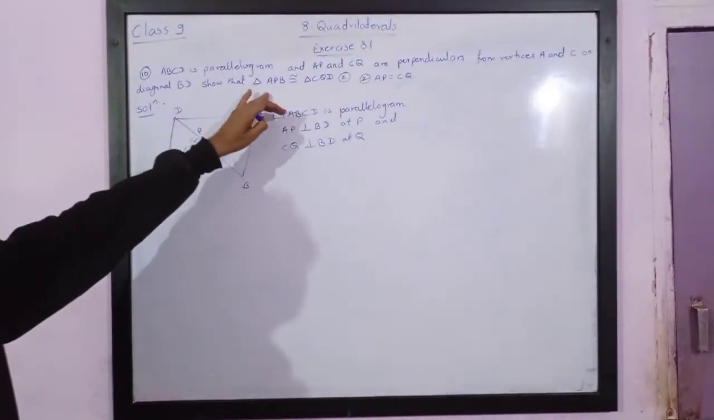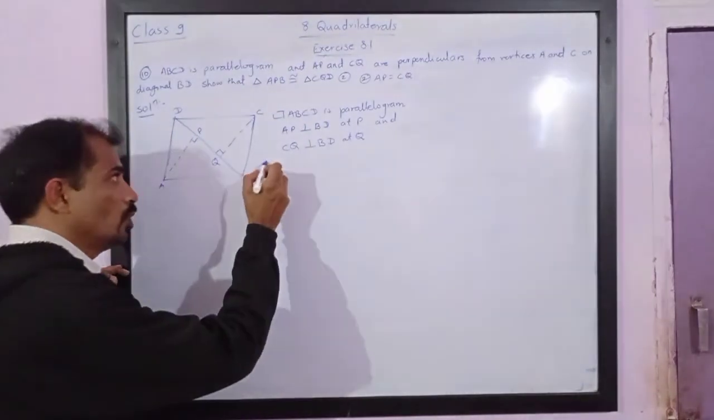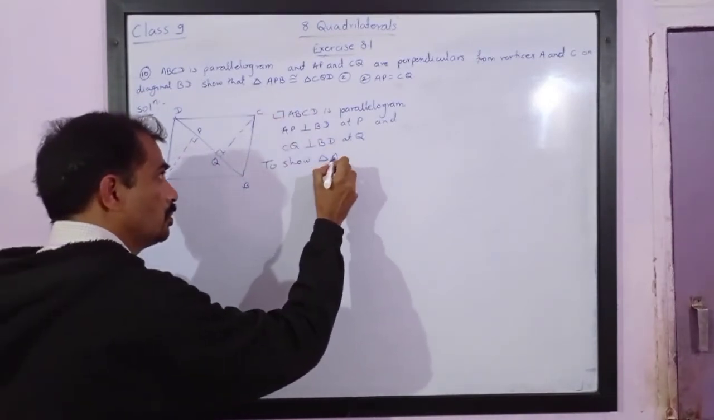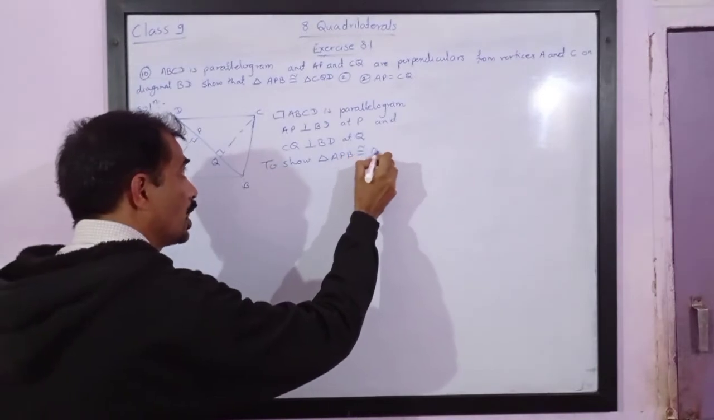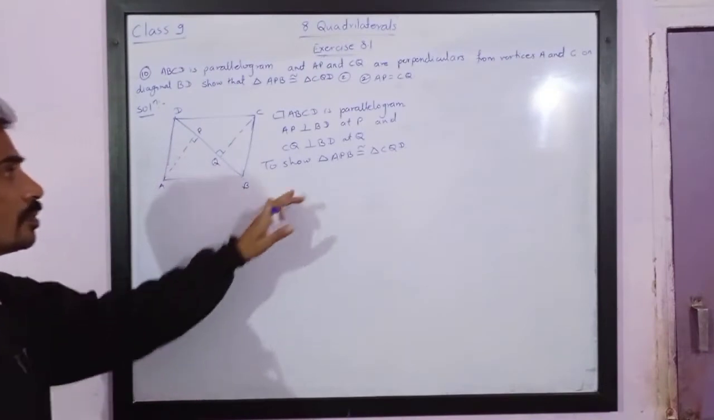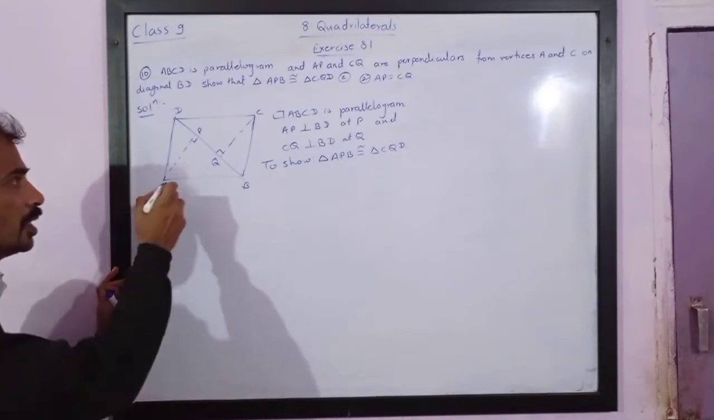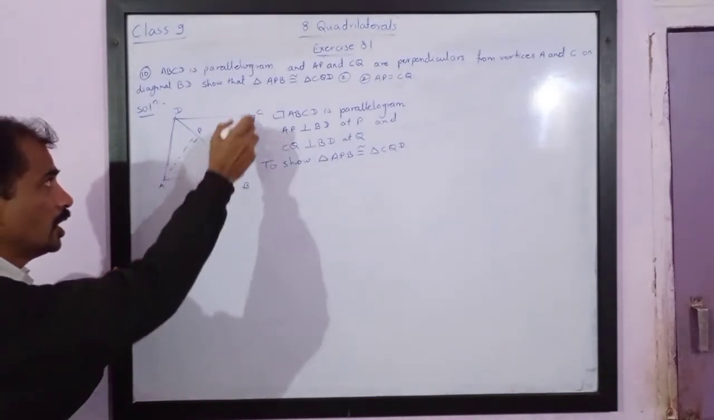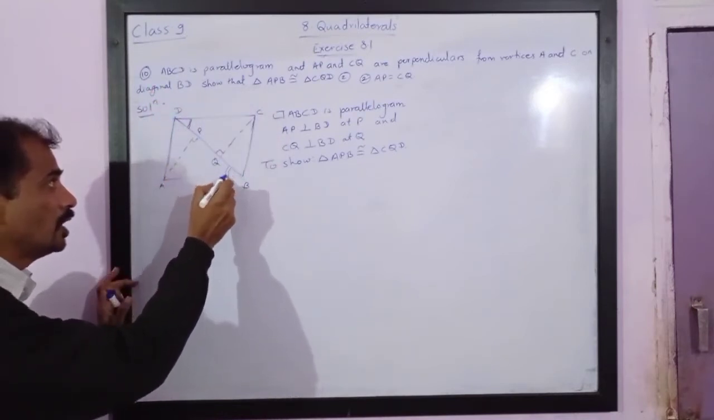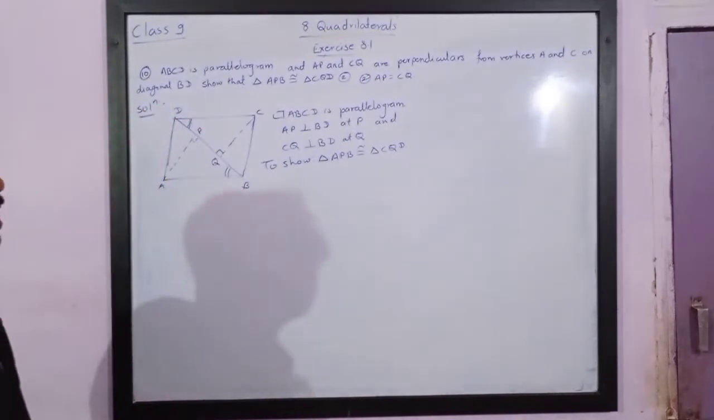We need to show first that triangle APB is congruent to triangle CQD. Let us see how it can be shown. For this, watch carefully. We have to consider triangles ABP and CQD. In this, since ABCD is a parallelogram, we have these angles as alternate angles. So these angles must be congruent to each other.